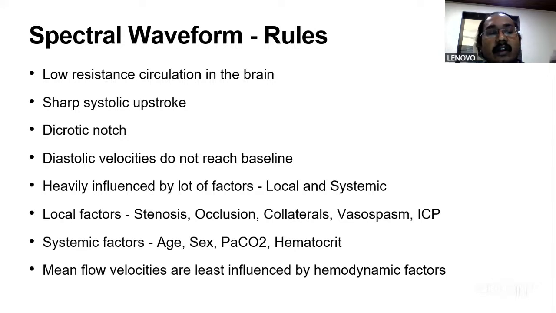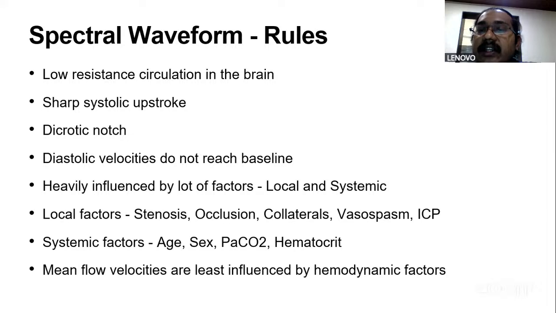So now we have three velocities. One is peak systolic velocity, one is end diastolic velocity, and one is mean flow velocity. So how do we use them? We use peak systolic velocities for looking at stenosis. What happens is, whenever the blood flows through a stenosis, peak systolic velocities increase. Based on how much peak systolic velocities increase, we classify the degree of stenosis. So peak systolic velocities are used to assess stenosis in the vessels.